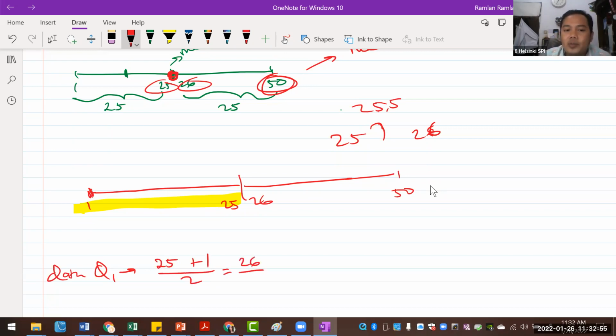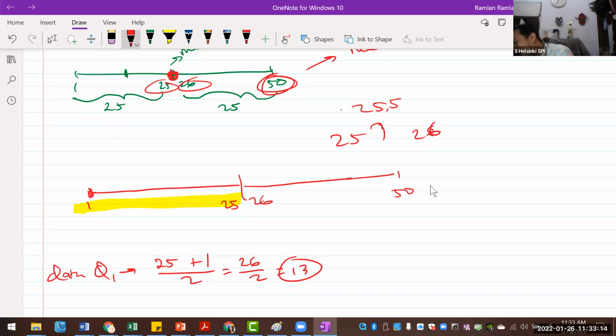25 plus 1, 26, divided by 2. Nah, ini dia 30, tadi ya. Nah, ini data, terserah ya mau ditulis apa enggak, tapi enak juga sih. So, ini 13 itu bukan lower quartile, tapi data untuk kuartal 1-nya, bukan values-nya ya.